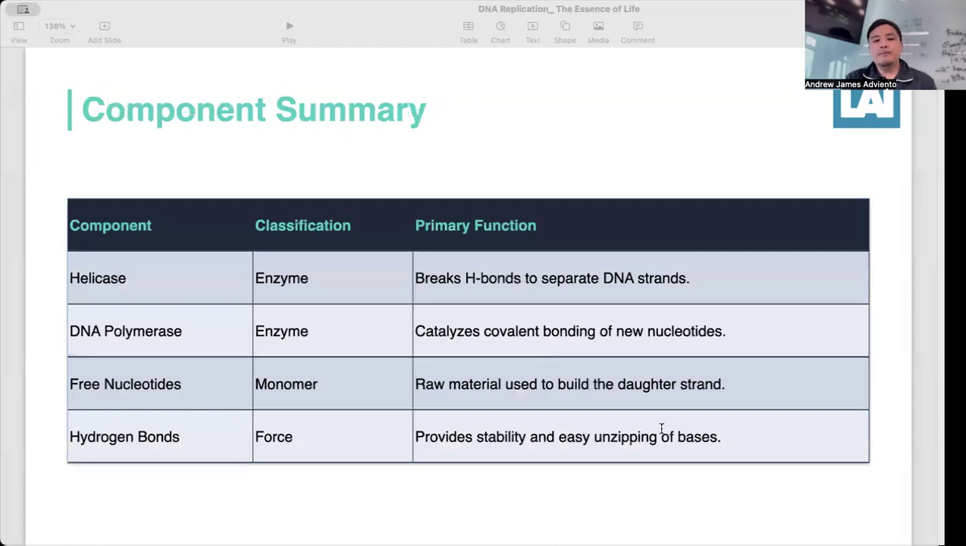So here is a quick reference table. If you can distinguish between the unzipping action of helicase and the building action of polymerase, and remember that hydrogen bonds are the ones being broken while covalent bonds are being built, you have mastered the core of the topic in DNA replication.